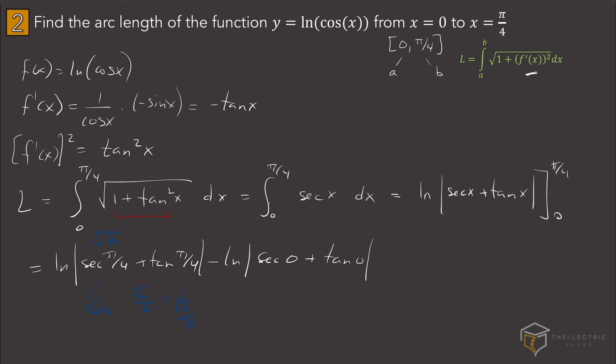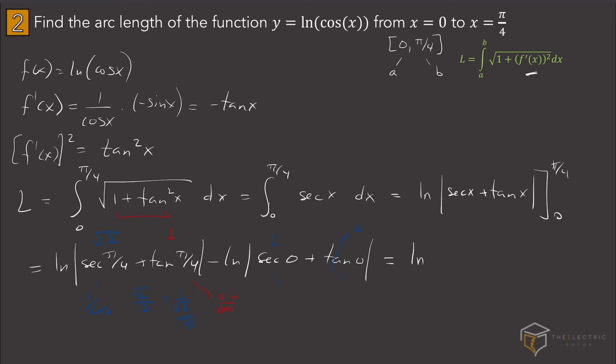Now, tangent is sine over cosine. Sine of pi over 4 and cosine of pi over 4 are the same. So it basically simplifies to a 1. And now for secant 0, cosine of 0 is 1, 1 over 1 is 1. And in here we know that sine of 0 is 0, so this goes to 0.